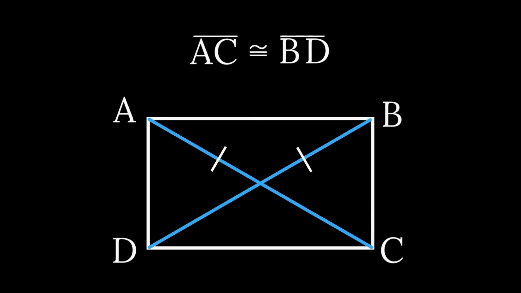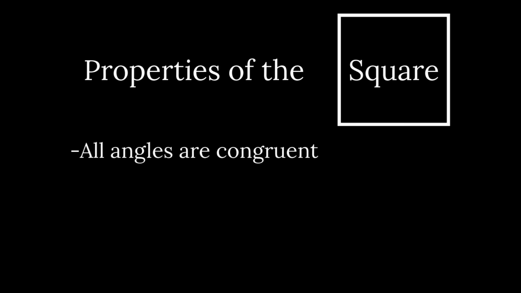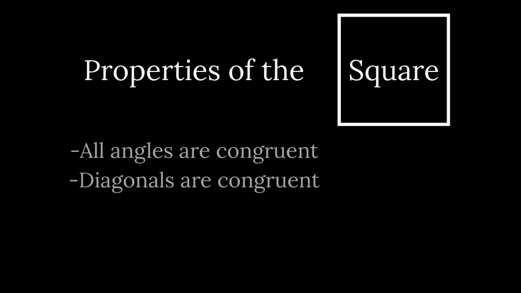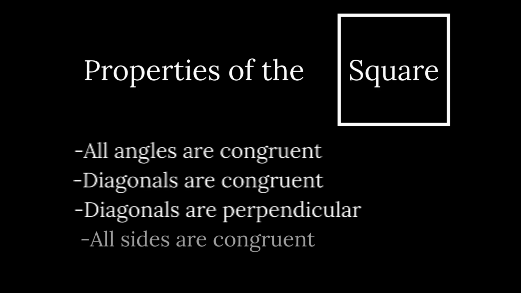Our final special parallelogram is the square. The square is different because it has the properties of both parallelograms we've talked about thus far, which means that all of the angles are congruent, the diagonals are congruent, the diagonals in the square are perpendicular, and all sides are congruent, which takes qualities from both the rhombus and the rectangle. So let's talk about each one individually.